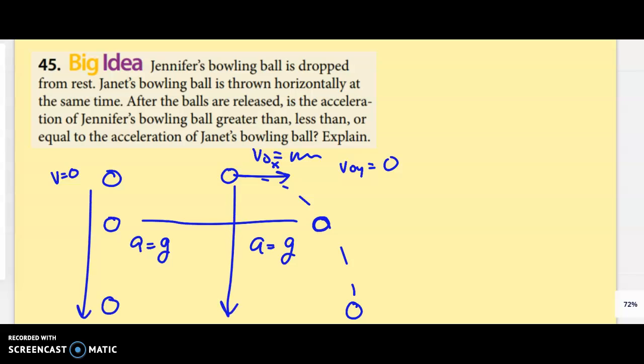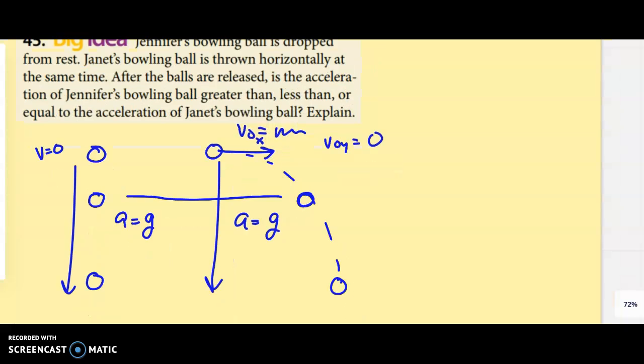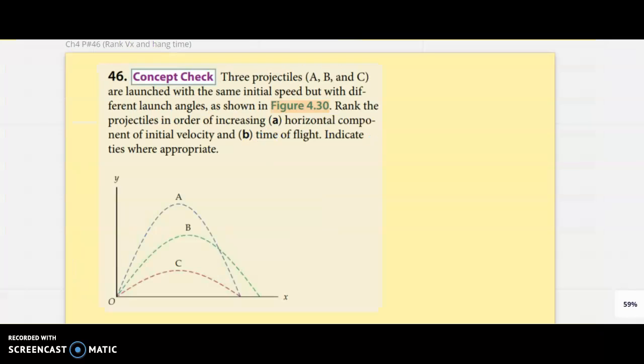So this question's asking about the acceleration. They do have the same acceleration. They also have the same time to the floor, same displacement, same everything, just not the same horizontal distance traveled.